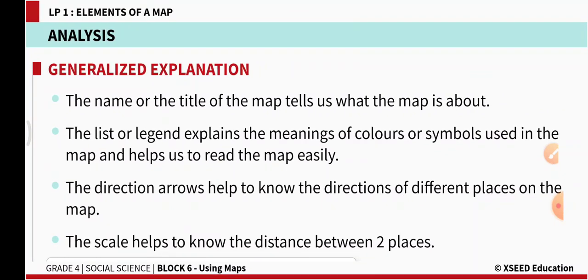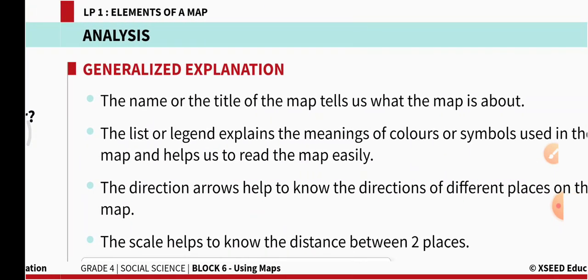Now, the name or the title of the map tells us what the map is about. How does the title help us, Nana? Title helps us to know what the map is about. The legend explains the meanings of colors or symbols used in the map, right? The direction arrows help us to know the directions of different places on the map. If you look at the compass, you can understand which places in the map are in which direction. The scale helps us to know the distance between two places, right?